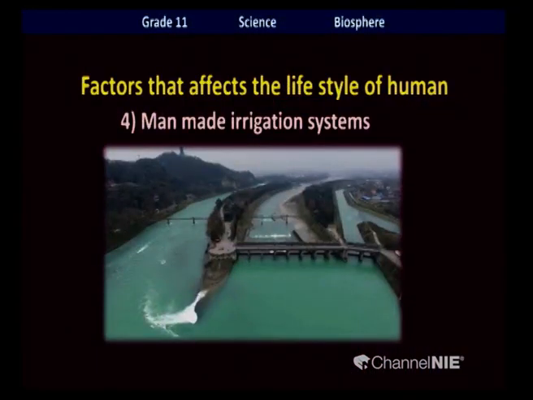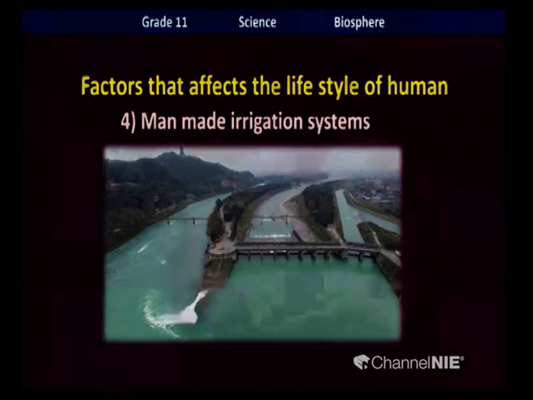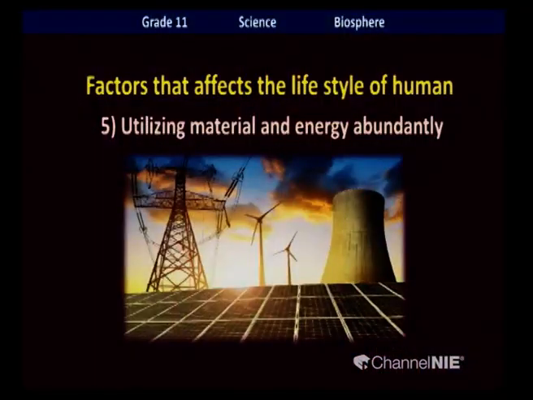Number 4, man-made irrigation systems. Instead of depending on natural rainwater, there are man-made tanks, ponds, reservoirs. That can sometimes lead to floods, and improper use of these irrigation systems can affect the lifestyle of humans.